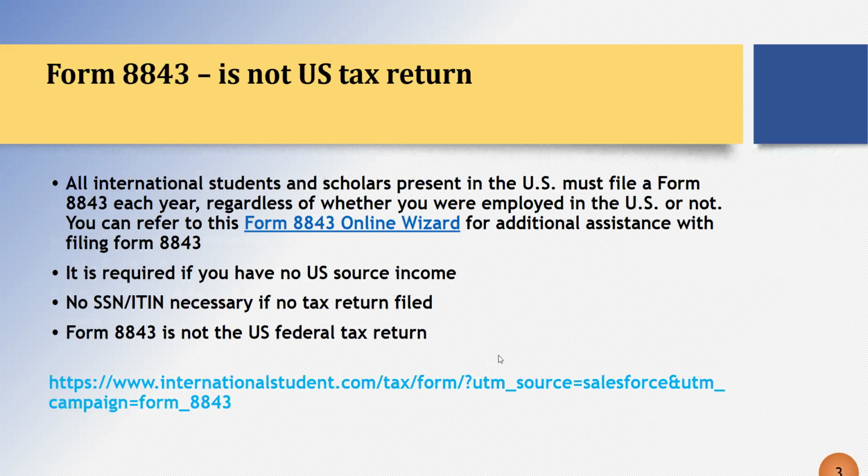For everybody who is here to talk about Form 8843, it is not a U.S. tax return. All international students and scholars here in the U.S. are required to complete this form when you don't have any U.S. source income. You don't need a Social Security number, and it's not a federal tax return. I'm not an expert in this form, so if you're here only to learn what 8843 is, please follow the instructions on the website and complete it using the online wizard.